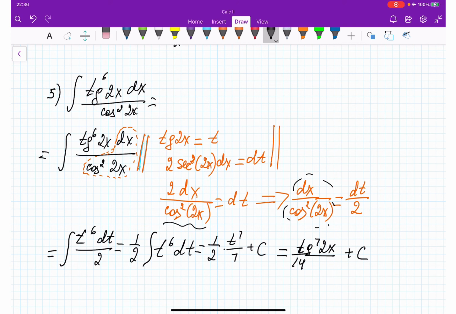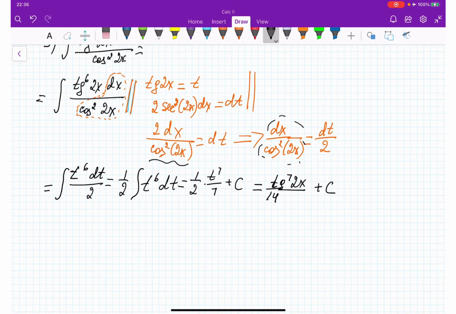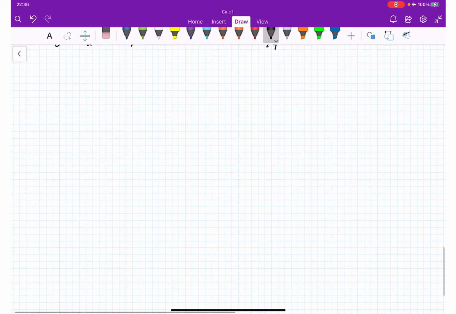Okie dokie. Here we have the method of substitution for trig functions under the integral. And I'll see you in the next video. We'll see which method I will use, because there are so many methods in integrals.